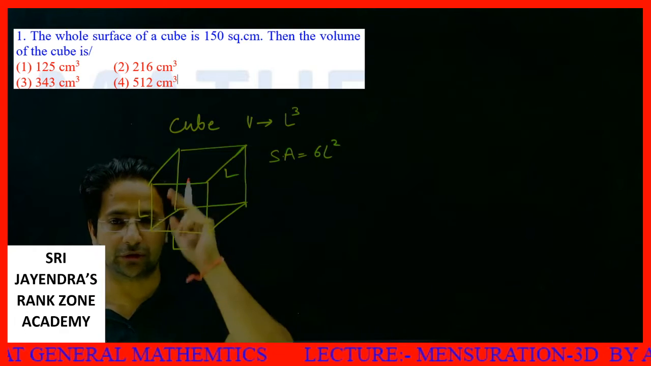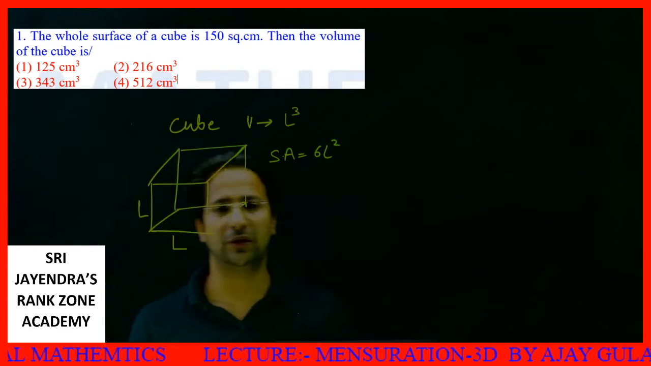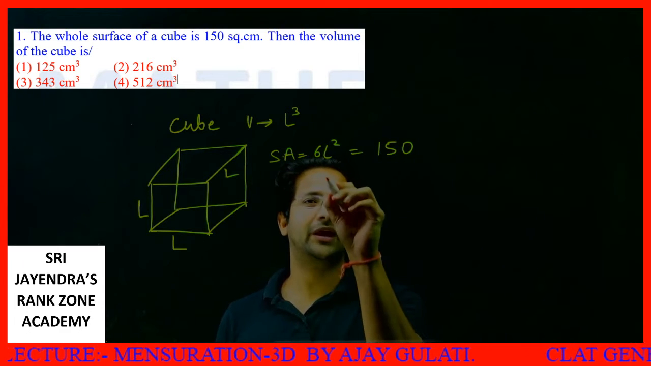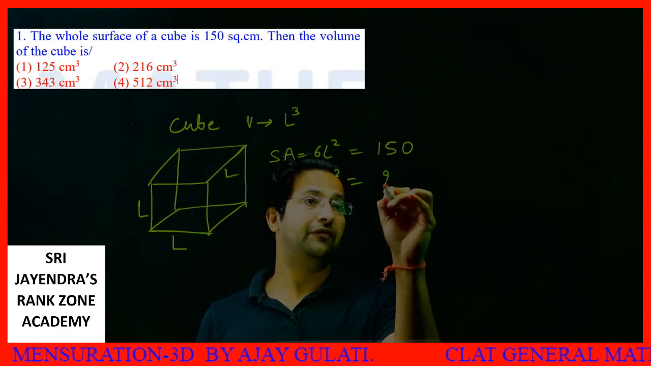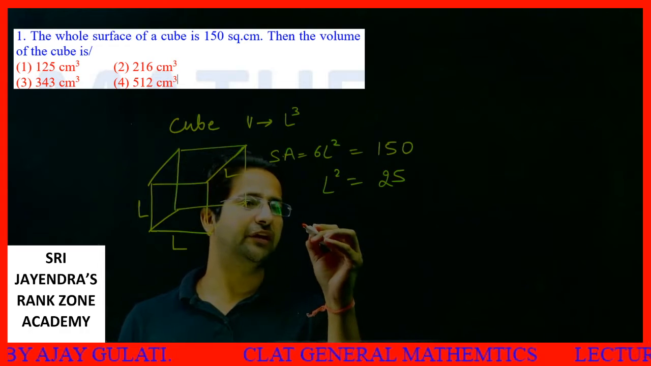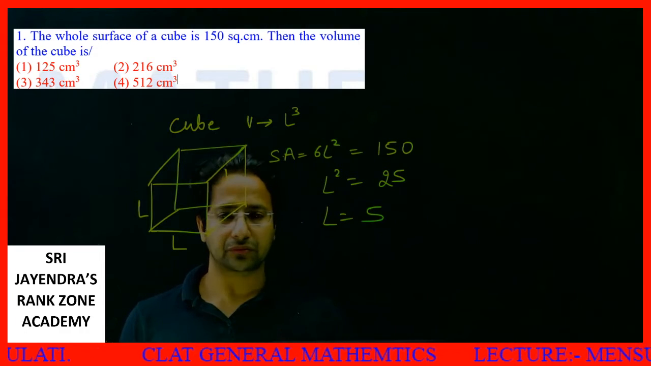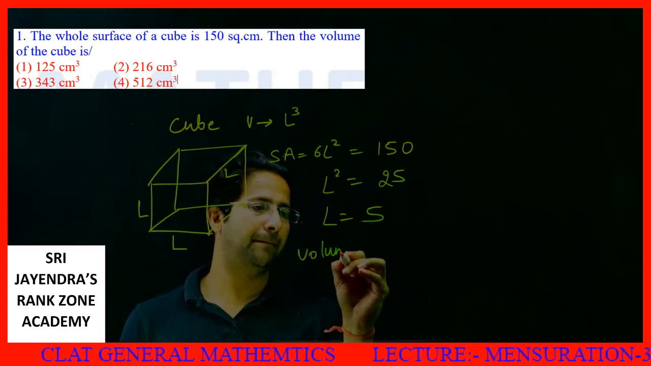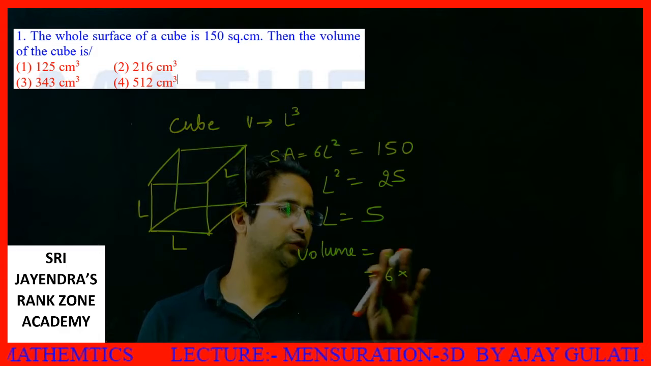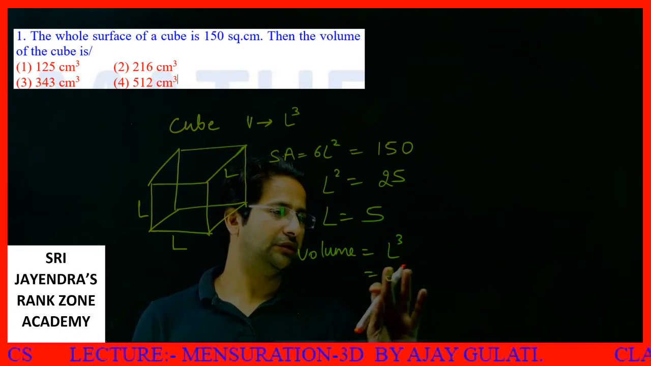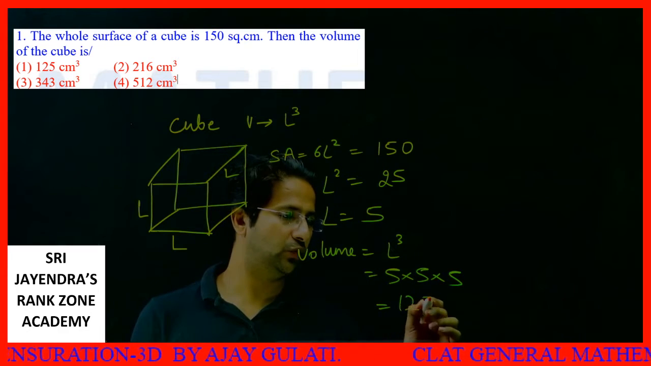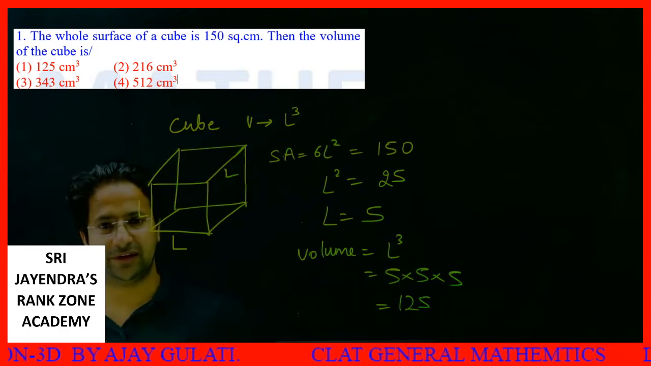Now the question: the whole surface of a cube is 150 square centimeter. So this 6L square is equal to 150 centimeter square. L square comes out to be 150 by 6, that is 25. We need the volume. First of all, L is equal to 5. Then what will be the volume? Volume will be L cube, that will be 5 into 5 into 5, or you can say 125 is the volume. I hope it makes sense and it is clear to all of you.